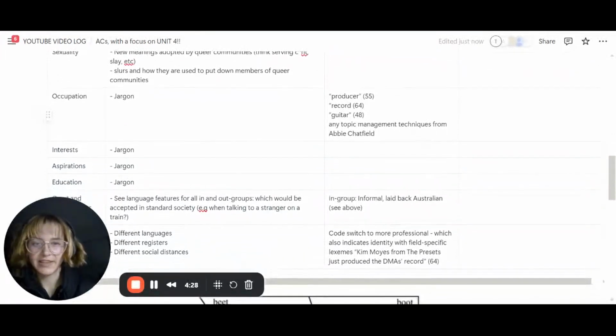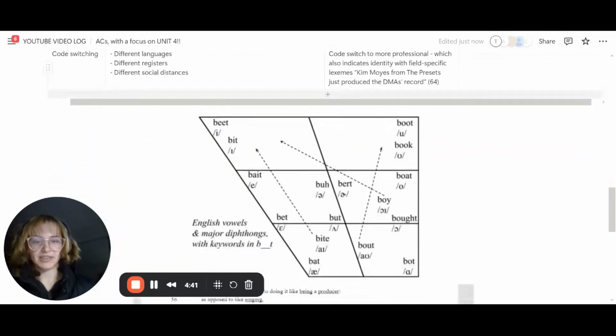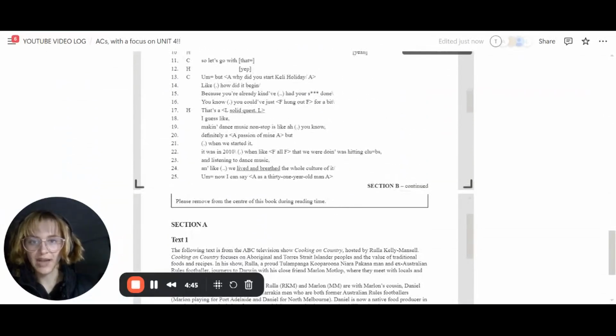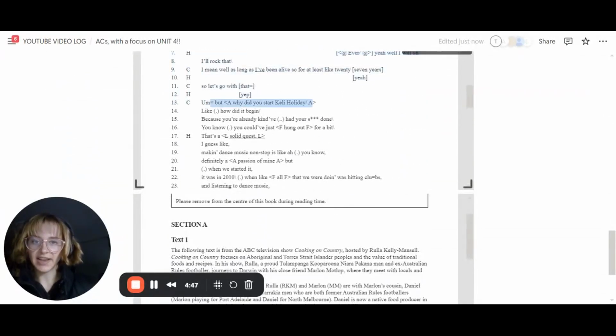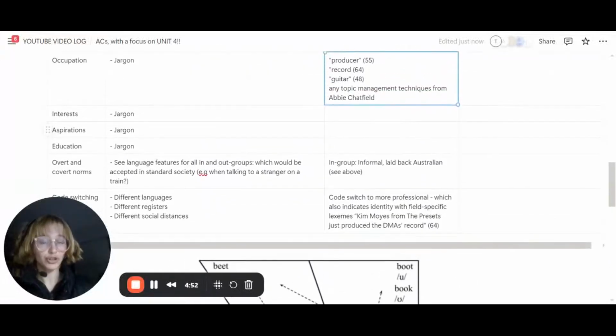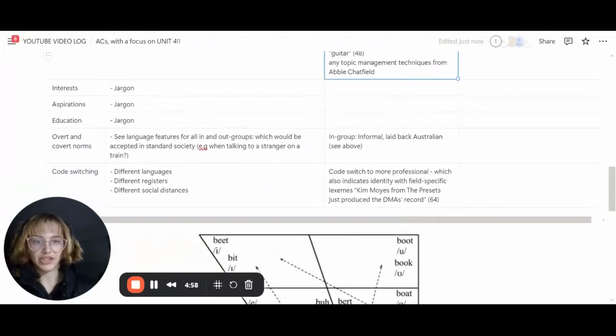Sexuality wasn't really there. Occupation, so there were some field-specific lexemes, so producer, record, guitar, all of that represents not only the occupation, but also the interests and aspirations of Hyde. And then any topic management technique, so every time she introduces a new topic, so for example, she says, "But why did you start Kelly Holiday?" That is literally a representation of Abby Chatfield doing her job as the host of the podcast, right? So that's part of her occupation.